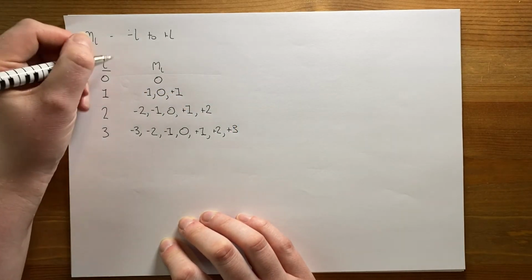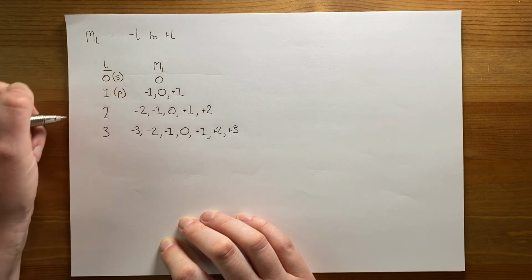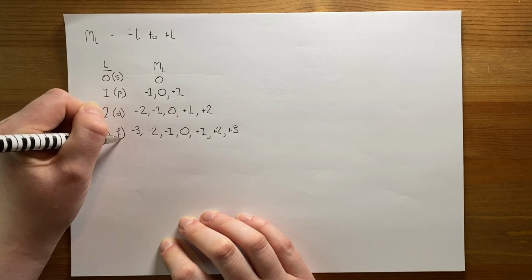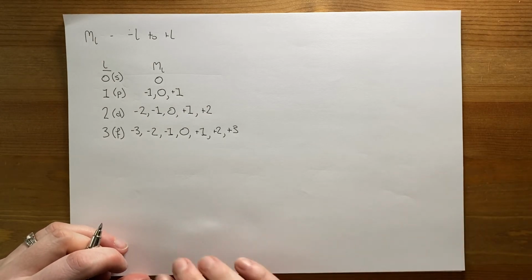Now let's have a think about this. This is if we had an s orbital. This was if we have a p orbital. This was if we had a d orbital. And this was if we have an f orbital, which we've not really had a look at and we don't need to know too much about.